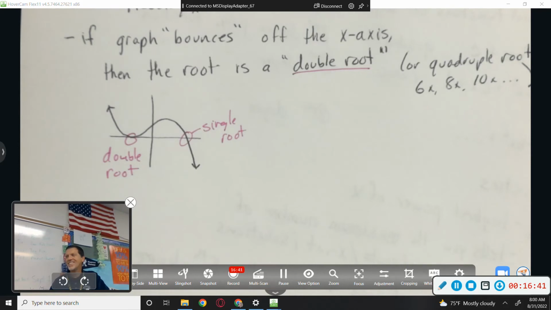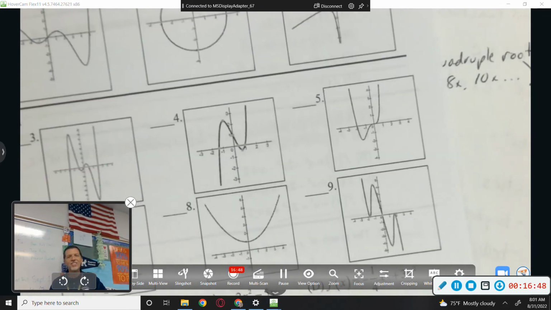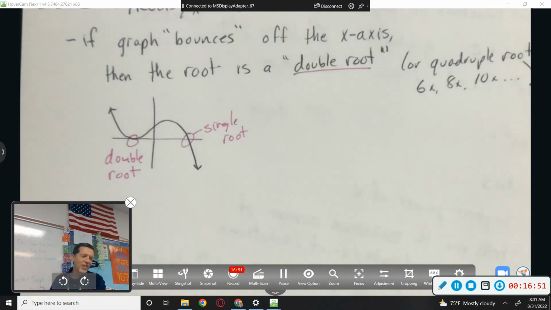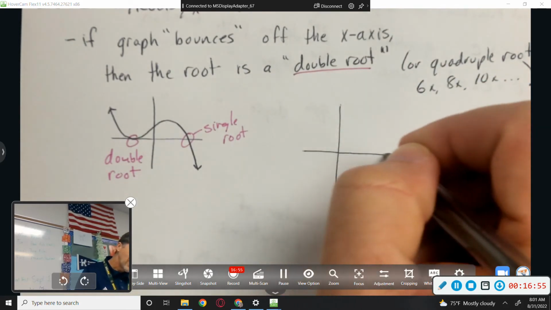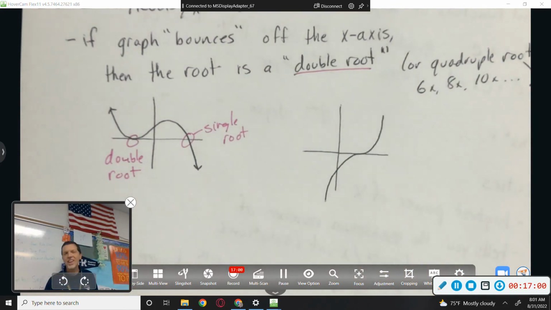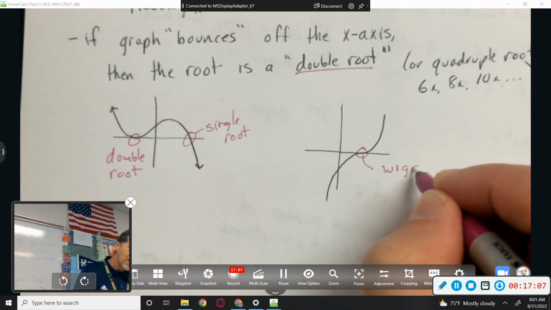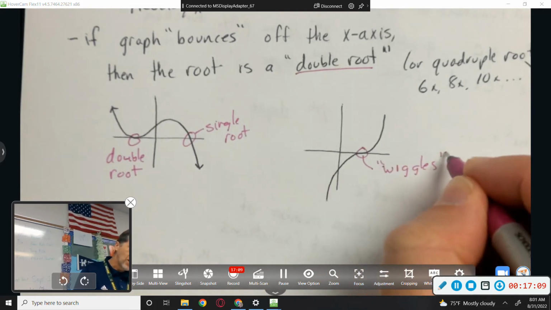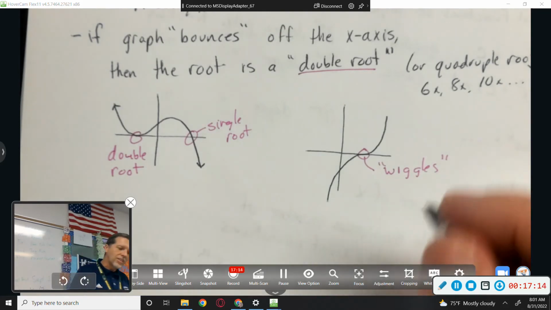Yes, sir? So number 5 on that same section, is that bounce? Or like, what is that? Okay, so number 5 on that section. Am I going too far? Yeah, you're jumping up ahead to what's next. Like what kind of function looks like that? Cubic. A cubic. So if it wiggles through, doesn't bounce, doesn't just cross straight through, but does a wiggle, then that's a triple root.